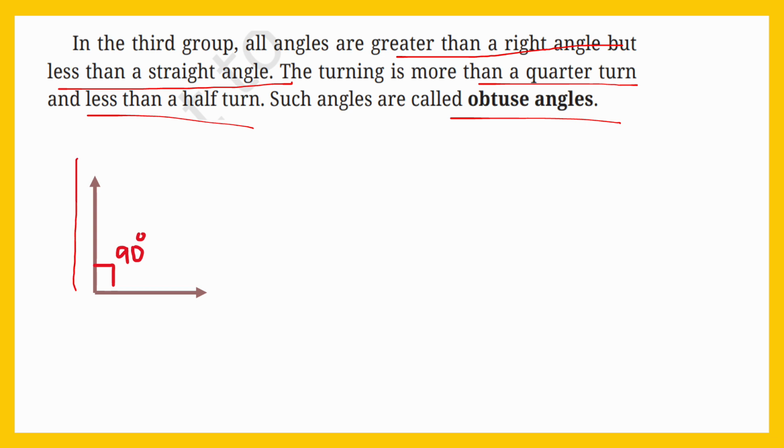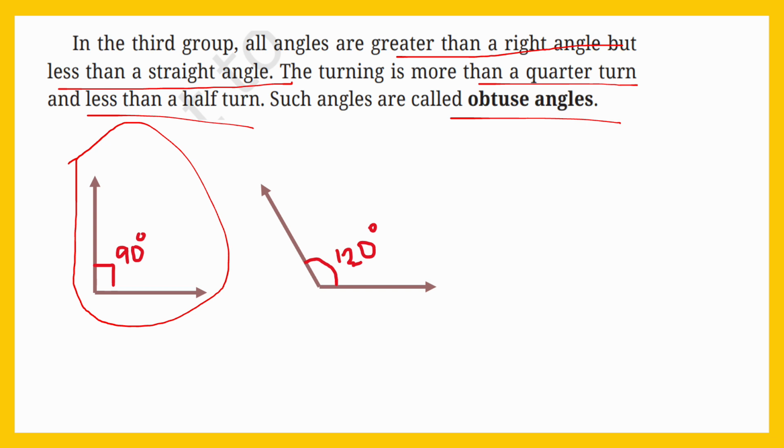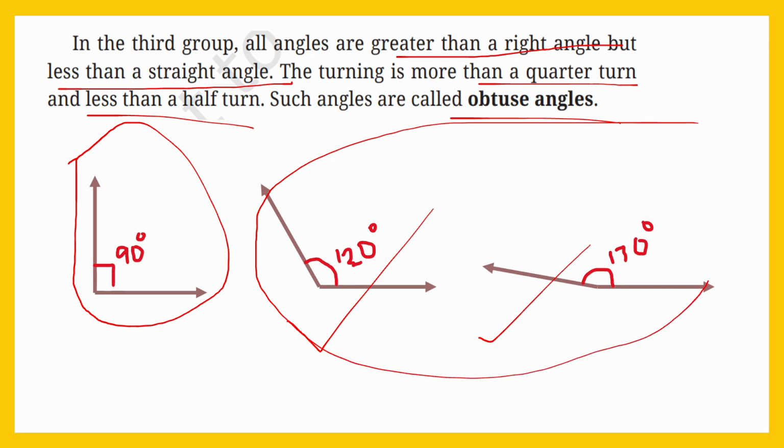See, this is a right angle, 90 degree angle. We will see some obtuse angles. See, 120 degree angle. This is greater than a right angle, greater than 90 degrees, but less than a straight angle, less than 180 degrees. So, this is an obtuse angle. Then, see the next angle, 170 degrees. This is greater than a right angle, greater than 90 degrees, but less than a straight angle, less than 180 degrees. So, these angles are obtuse angles.